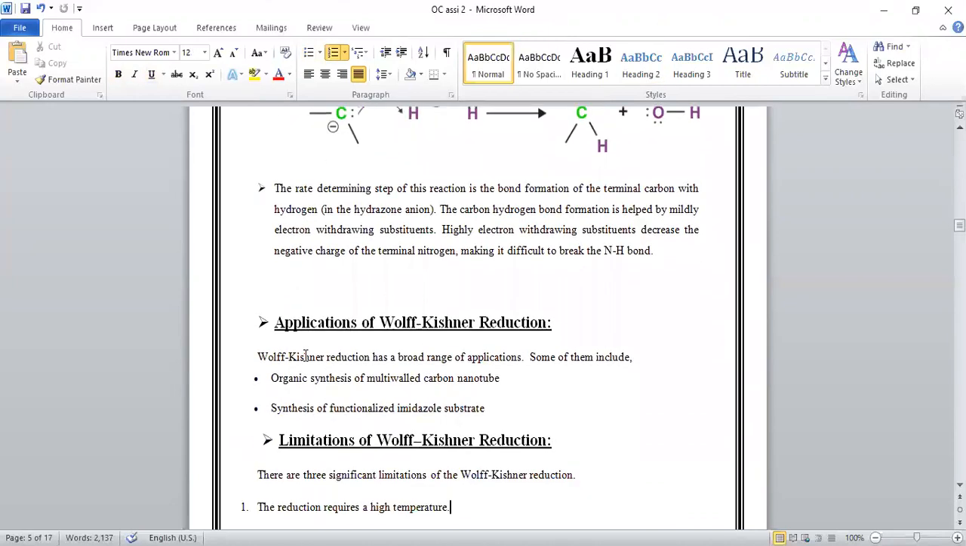Then there are some applications of Wolff-Kishner reduction, in which the first one is organic synthesis of multi-walled carbon nanotubes, and the second one is synthesis of functionalized imidazole substrate.